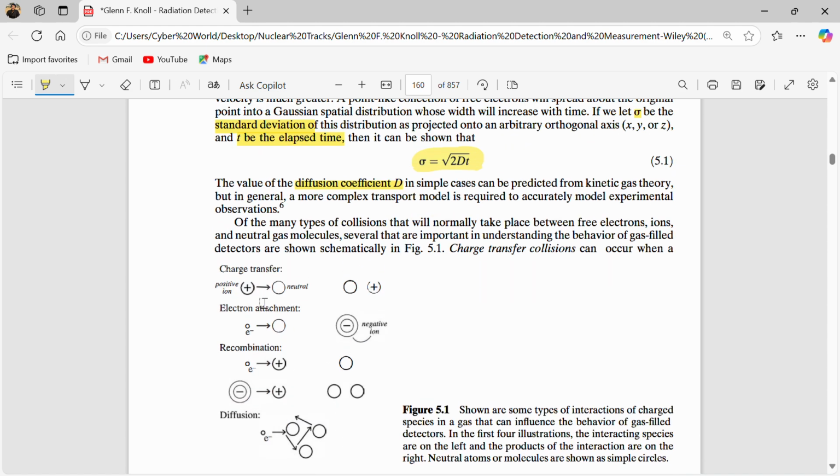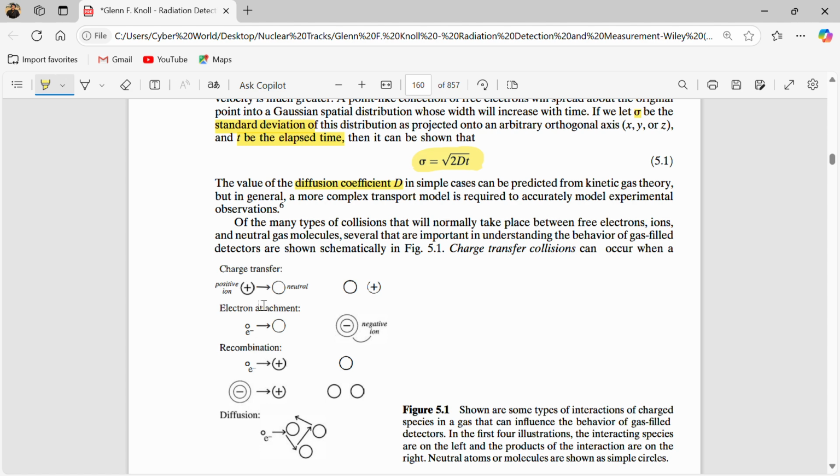Understood? Of the many types of collision that will normally take place between free electrons, ions, and neutral gas molecules, there are only three aspects. The collision must be between free electrons, or ions, either positive or negative, or neutral gas molecules. Several of these are important in understanding the behavior of gas-filled detectors.